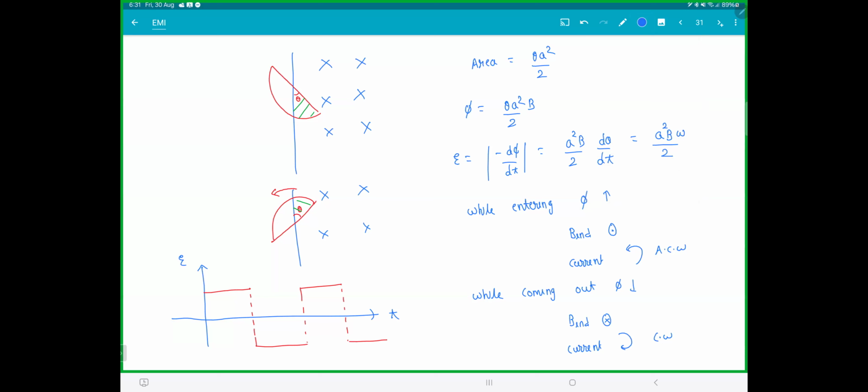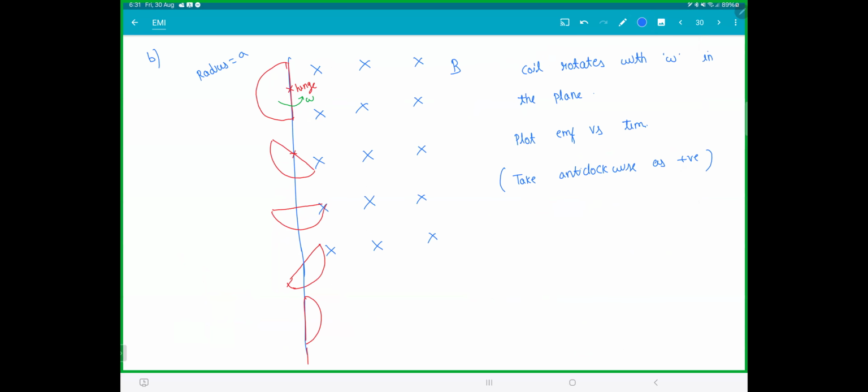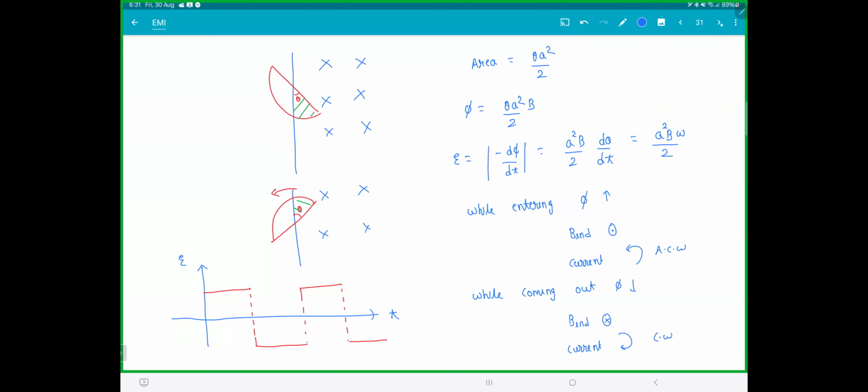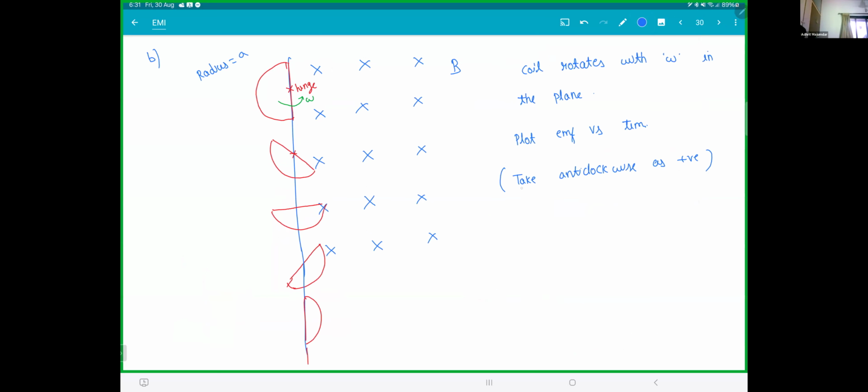Is this clear, everyone? That's it. The trap in this is the direction is changing. Magnitude is fine. You can start from bottom or top. I gave like this initially. You can start however you want to draw. Like I gave, here anti-clockwise is positive.